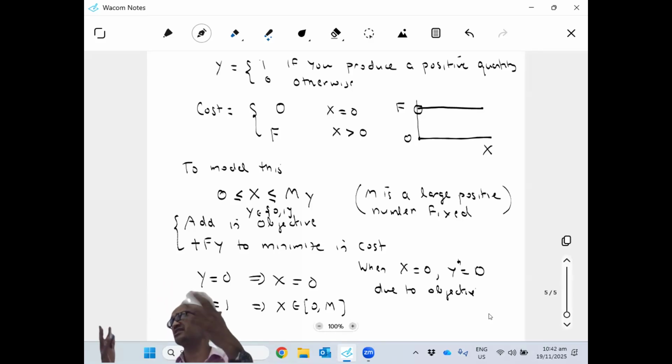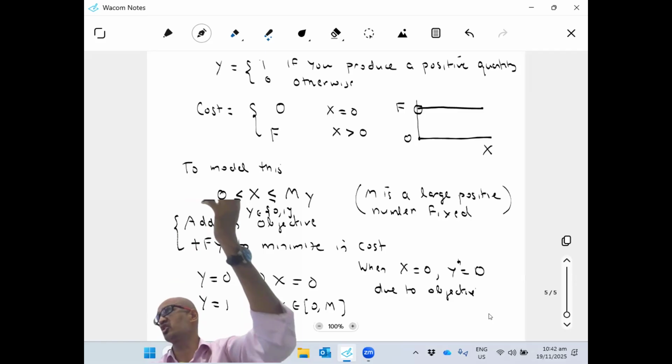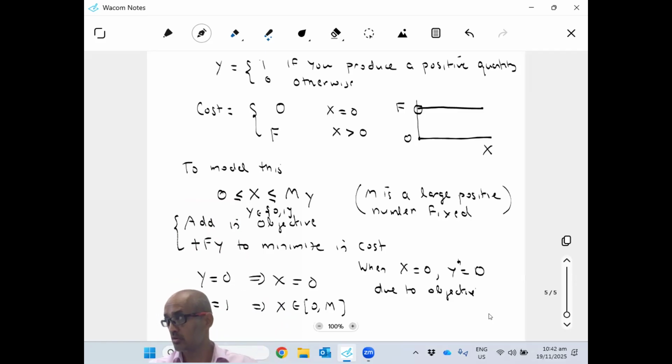Okay, so it's capturing the effect that you want basically. Essentially, when x is strictly positive, y has to be strictly positive. You have to pay the fixed cost. When x is 0, this will actually work too, because y can be both 0 or 1 from the constraints. But because I'm adding fy to the objective and I'm minimizing cost, it will force y to be 0. It can never be optimal to make y 1.